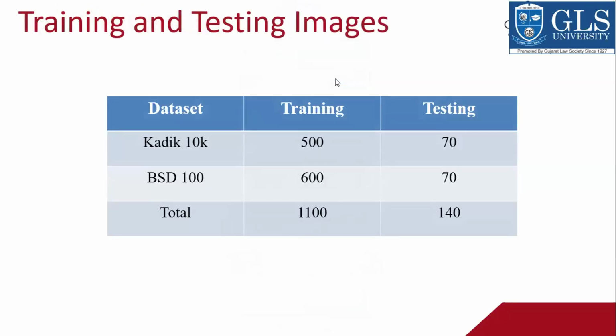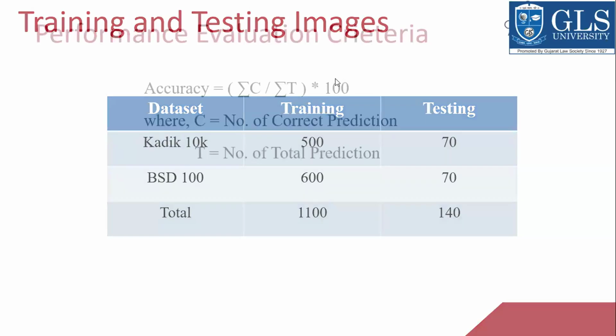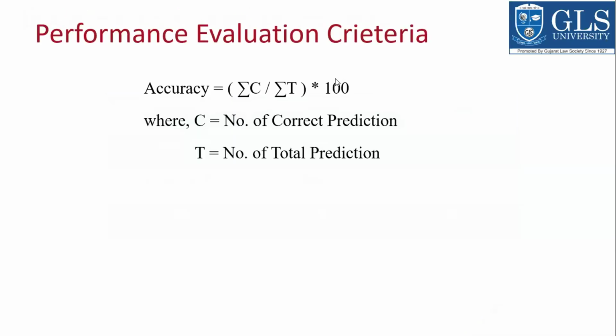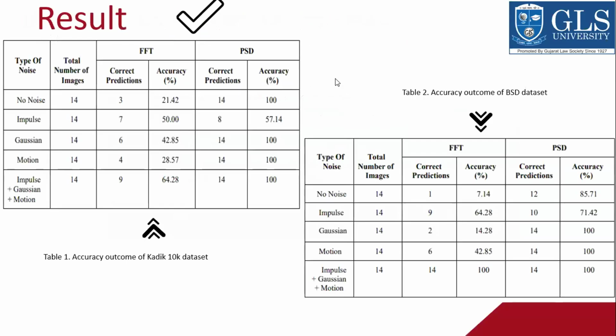Then training and testing of images. I use 500 training images from the KDIC 10K dataset and 600 images from the BHD 100 dataset. And for testing purposes, 70 images are used for each dataset. This is the performance evaluation criterion which I use for finding correct predictions. It is denoted by correct predictions divided by total predictions.